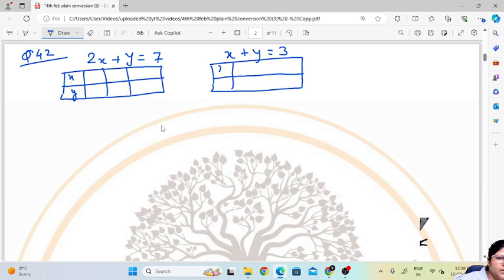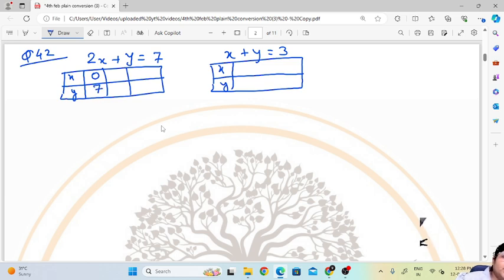So we have here x, y. Okay, so let us do for the first one. Basically what I try is first we do by 0. That is the best method to start with 0. If you put the x value as 0 here, 2 times 0 is 0 plus y. 0 plus y is y only. So y equals 7.